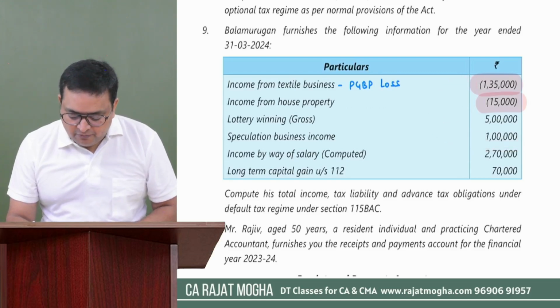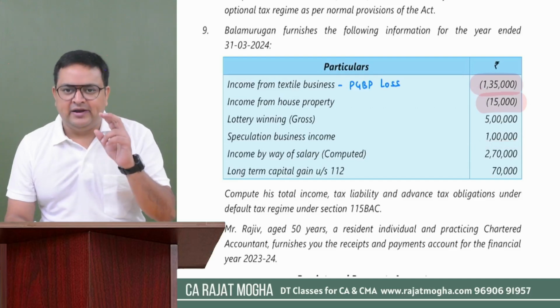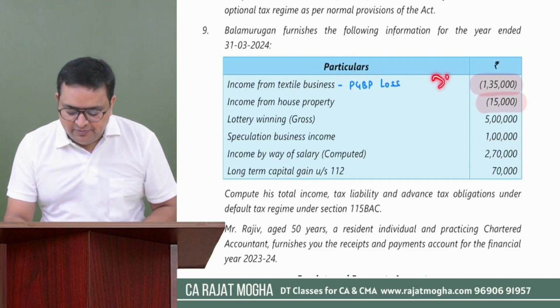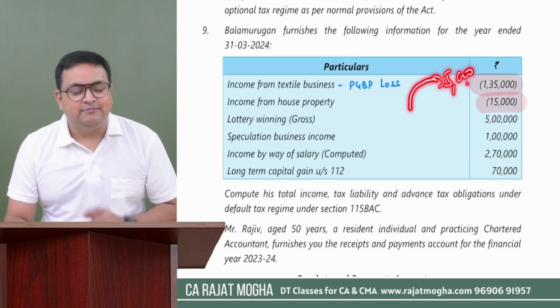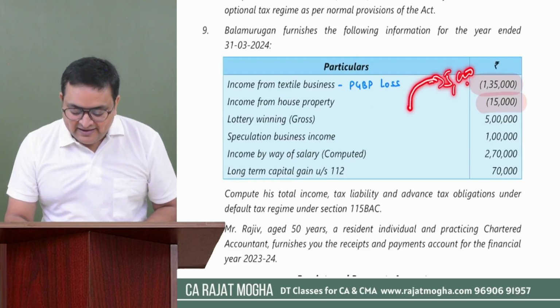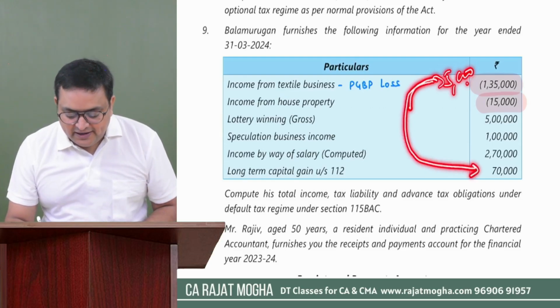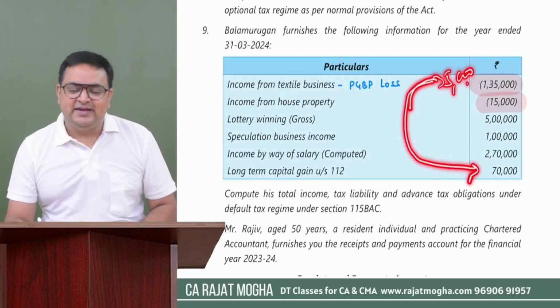But the problem is, this is 1,35,000 and this is 1 lakh. Up to 1 lakh you can set it off, but still there would be a 35,000 loss. So can this 35,000 be set off from casual income? No. Can it be set off from salary? No. PGBP loss cannot be set off from salary. Can we set it off from capital gain? Yes, we can set it off.